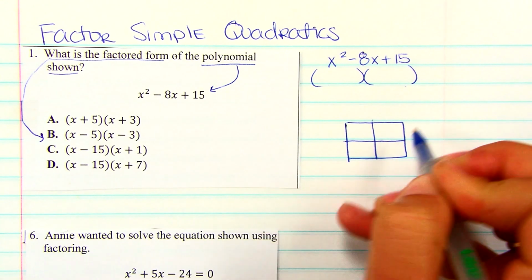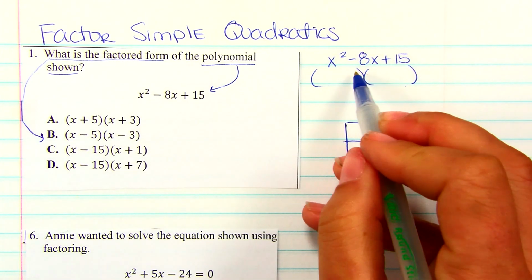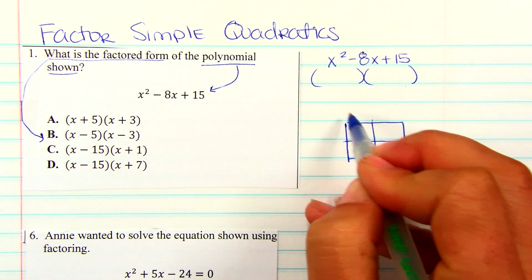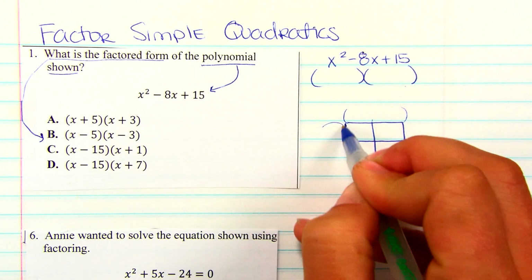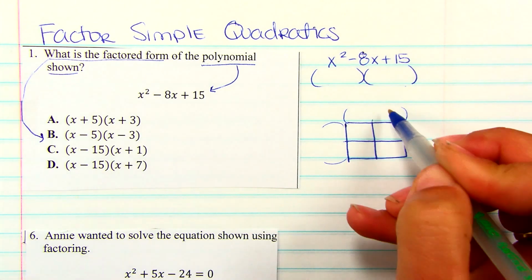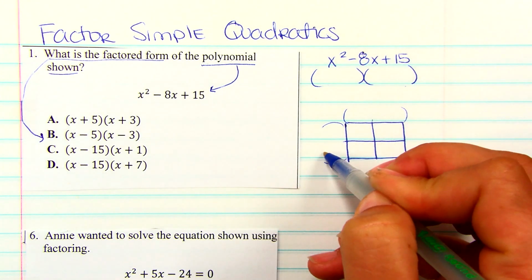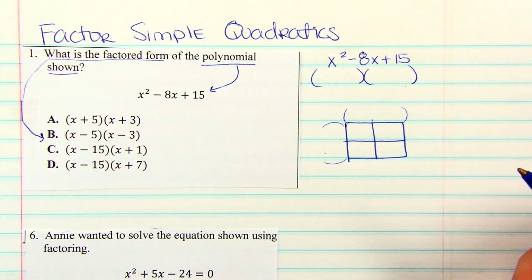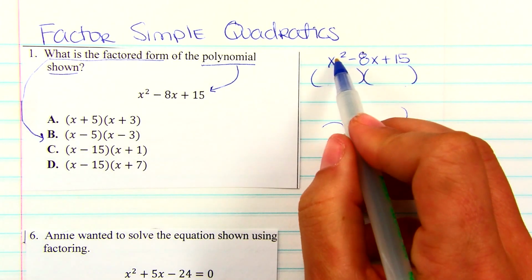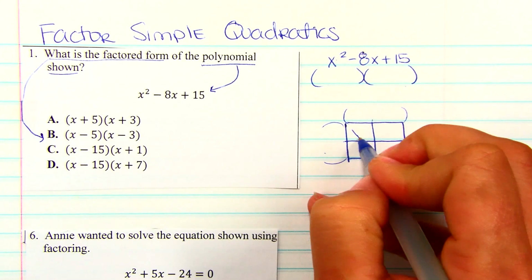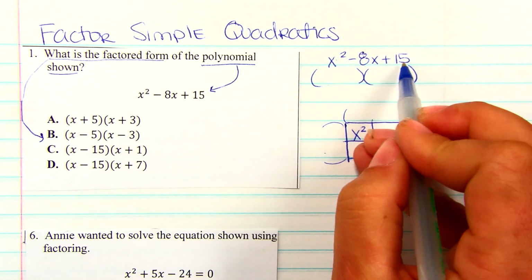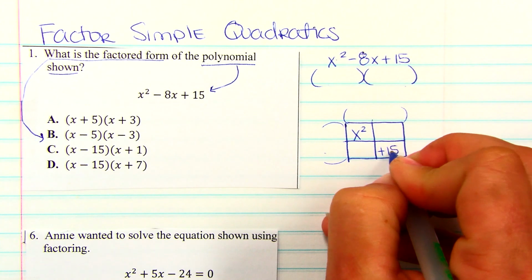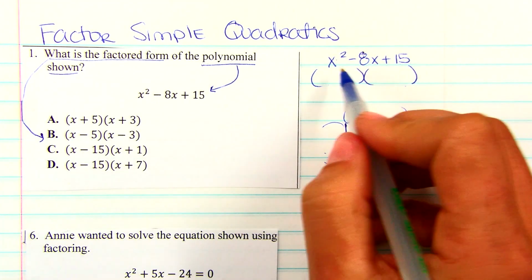And so this represents the stuff inside the box, and what we want as our answers are the outside of the box. This times this will give us this here. So the first term goes in the first box, the last term goes in the last box, and then the value of a, which is 1.